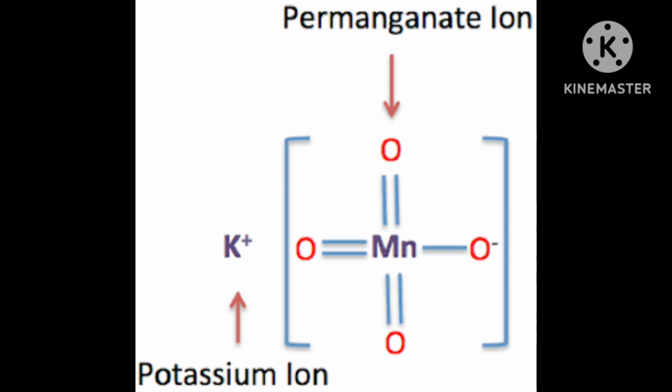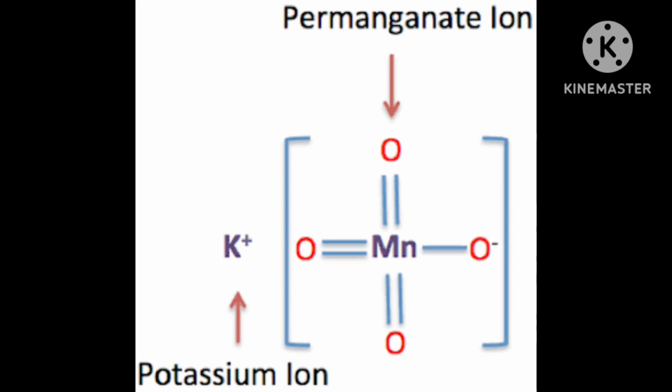Its structure is again the same way. Here Mn is in the middle, and three oxygen atoms are making double bonds. Then six electrons are fixed. The fourth oxygen is making a single bond and has one electron. So three oxygens have double bonds, and one oxygen has a single bond with one electron on it.